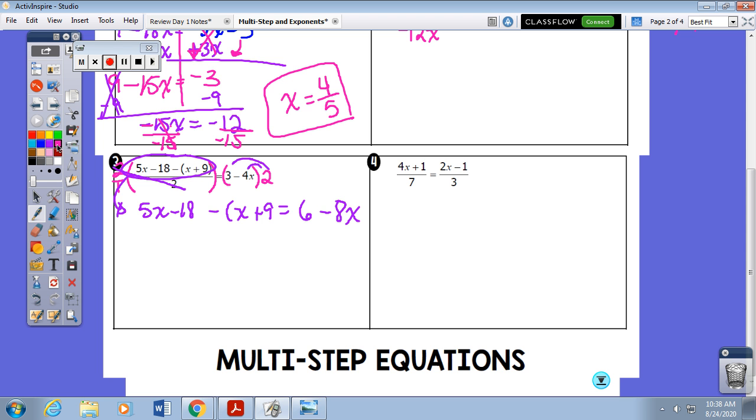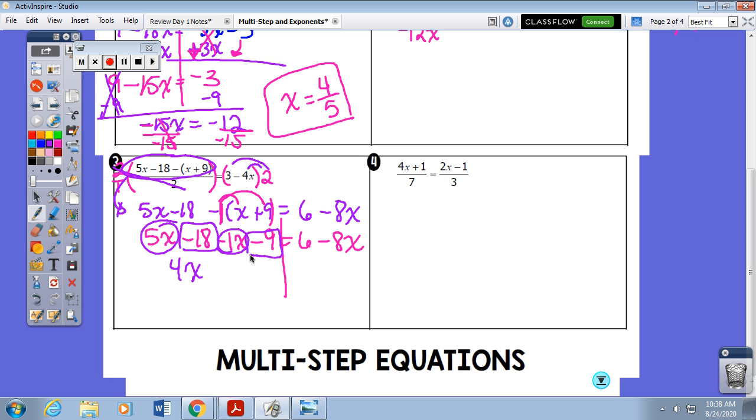Okay. Now this is a negative 1 out here. We need to distribute that before we go any further. So 5x minus 18 minus 1x minus 9 equals 6 minus 8x. Let's go ahead and combine like terms. So I get 4x minus 27 equals 6 minus 8x. Add 8x to both sides.